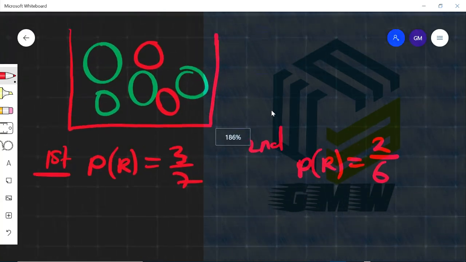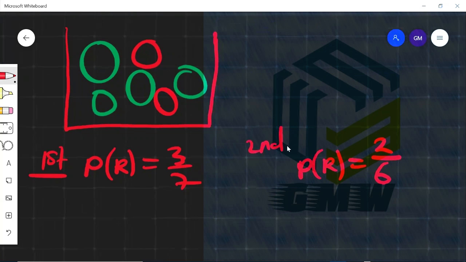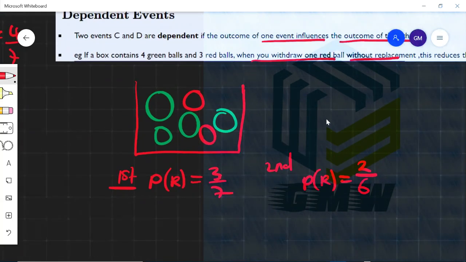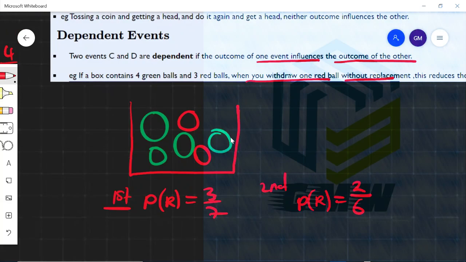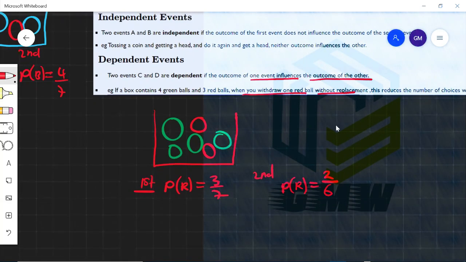But do you see that the chances of picking red were better before we took out the other red one, right? So the event of picking red the first time has influence on picking red again. Because if you look into the container, you now have higher chances of picking green than red, right? So the first outcome affects or influences the second one. Then we conclude that the events are dependent. Are we fine?